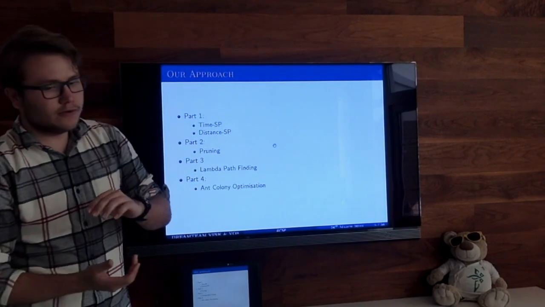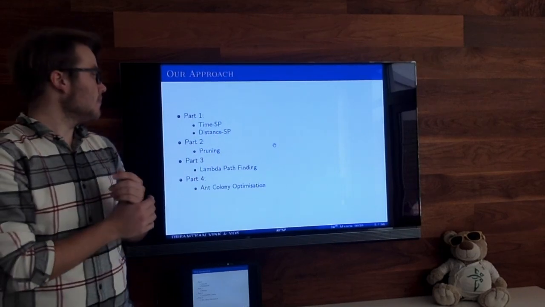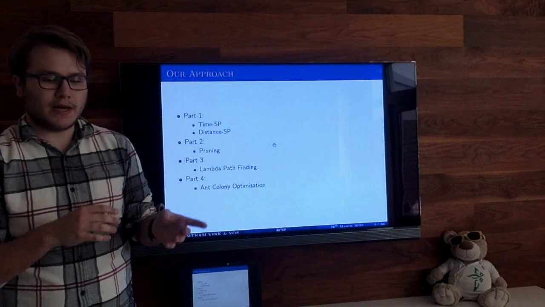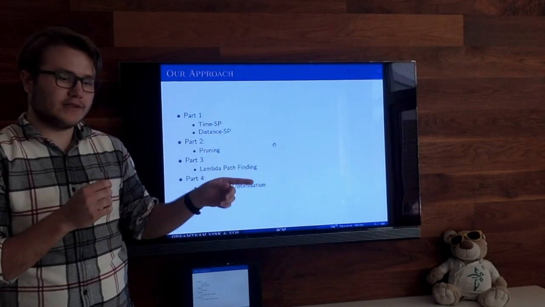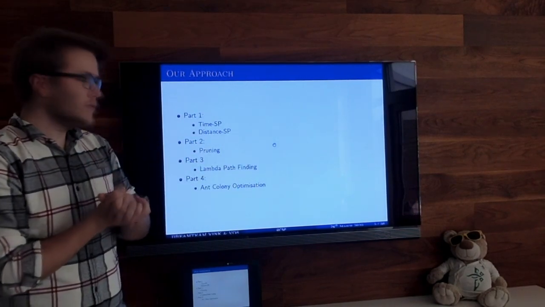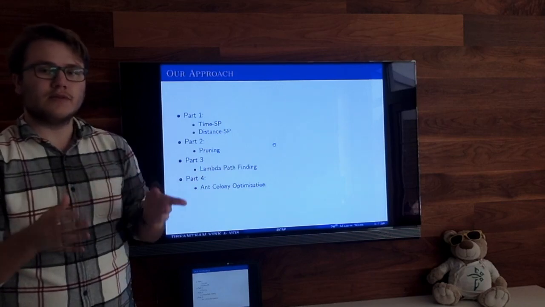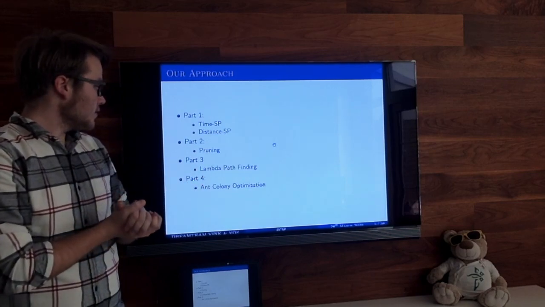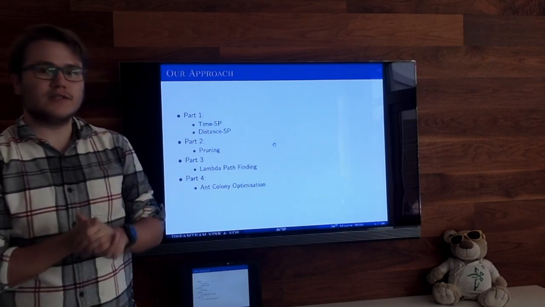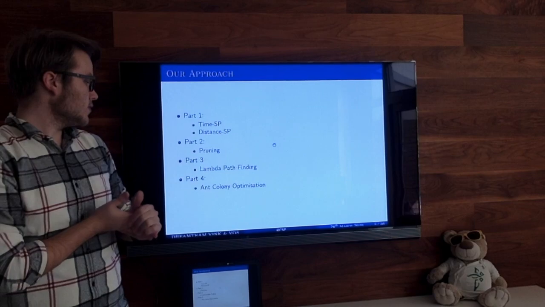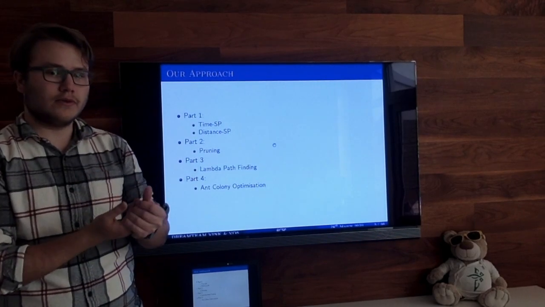Right, so our algorithm can be dissected into 4 parts. We've got part 1 where we find the shortest path of the time and the distance from S to T. Our part 2 is where we try to prune the graph to delete some nodes on edges. And part 3, we implement the lambda path finding algorithm, which is based on the Lagrangian relaxation. And in part 4, we use endpoint optimization to try and even further improve this path.